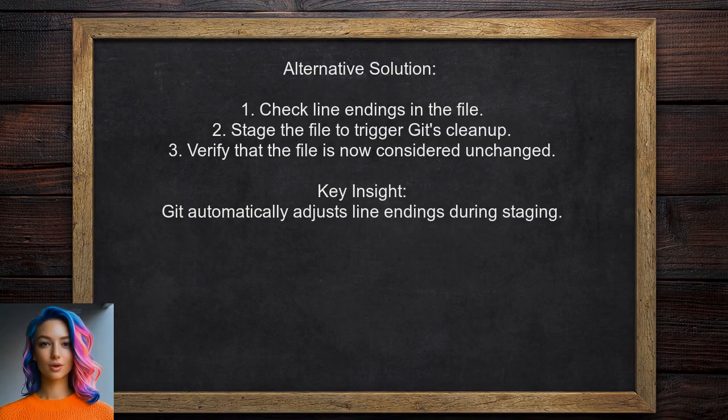An alternative solution was provided by another user. They discovered that the file in question had Unix-style line endings, which conflicted with their Git configuration. After staging the file, it was automatically removed from the staging area, and Git considered it unchanged. This indicates that Git cleaned up the line endings during staging, resolving the issue.